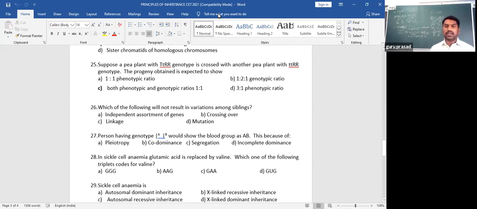Suppose a pea plant with a capital T, small t, capital R genotype is crossed with another pea plant with small t, small r, capital R genotype. The progeny obtained is expected to show. Now here you have to again do some work. What is the given condition? Capital T, small t, capital R, crossed with small t, small r, capital R. Simply capital T, capital R, capital T, sorry, small t, capital R.